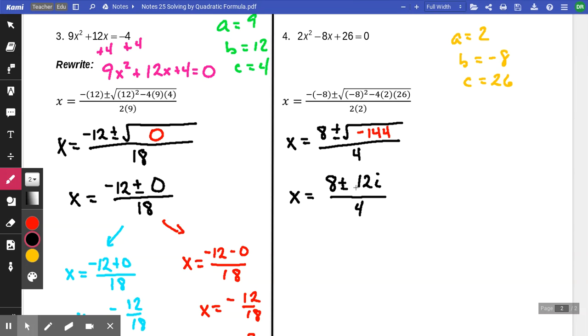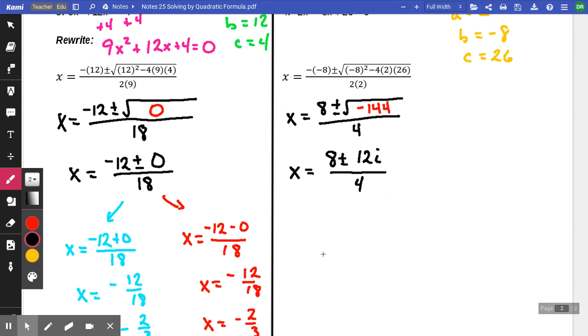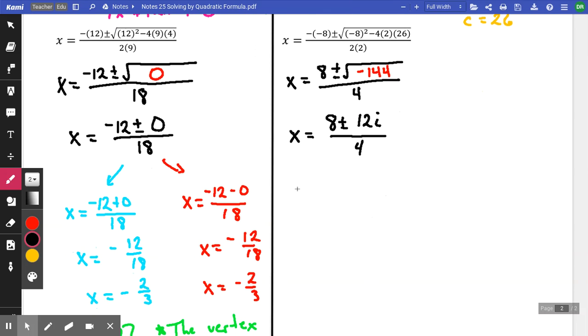We can't add the 8 with the 12i. They are not common terms. But what we can do is look at those two terms separately. And so we could, in terms of simplifying, rewrite this as 8 over 4 plus or minus 12i over 4. Because both of these terms were over 4, and we can either look at them together or look at them separately. And if we look at them separately, we can reduce. We know that 8 divided by 4 is 2. And we have plus or minus here. 12i divided by 4 is 3i.